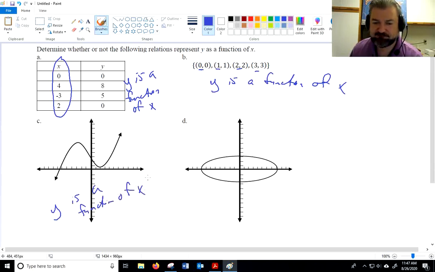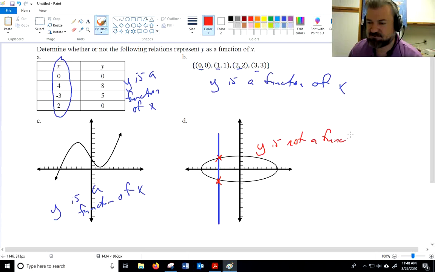of x. But on this one here, there's actually many, many places where I could draw a vertical line and fail the vertical line test. So we're going to conclude that this one is not a function because it touches the graph at more than one place. So y is not a function of x.